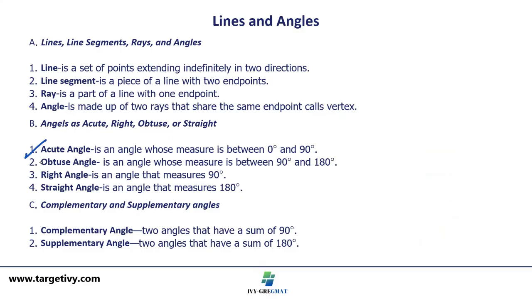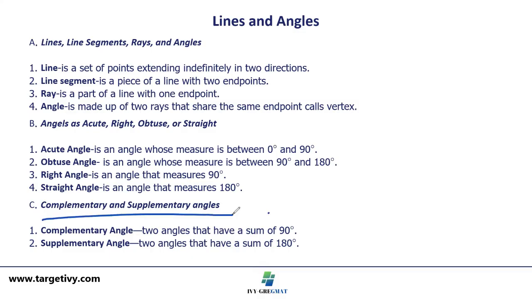Rather, I will put it this way: in GRE, you will rarely come across an obtuse angle. It's rather the right angle and the acute angle. So for our understanding's sake, the most important part is the right angle.